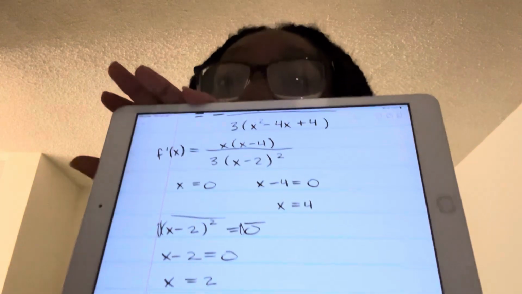Now, if you look at the denominator, it's the x minus 2 squared that has to equal 0. So we're going to set that equal to 0. We're going to take the square root of both sides. Square root of 0 is 0. So x minus 2 equals 0. Then we're going to add 2 to each side. So we have x equals 2. So we've gotten 3 critical points: 0, 2, and 4. Let me write that down.